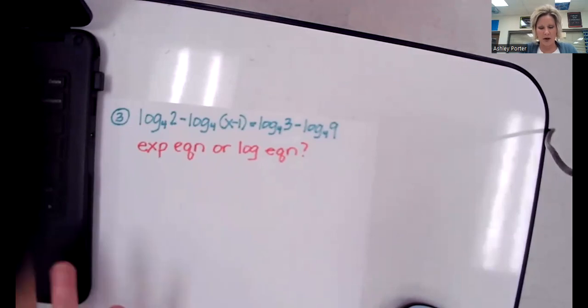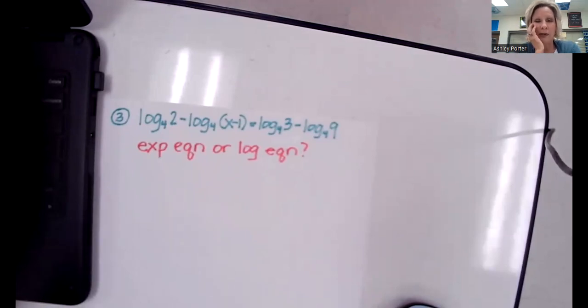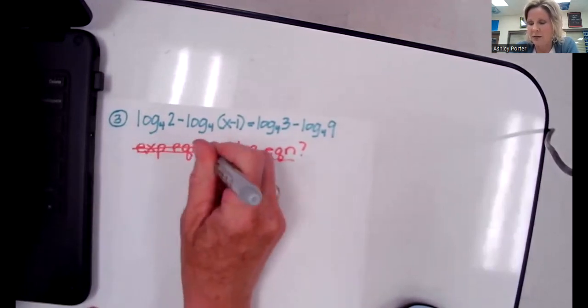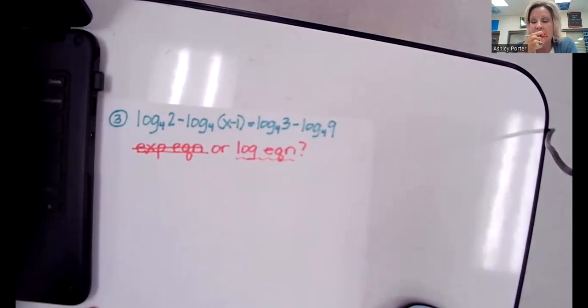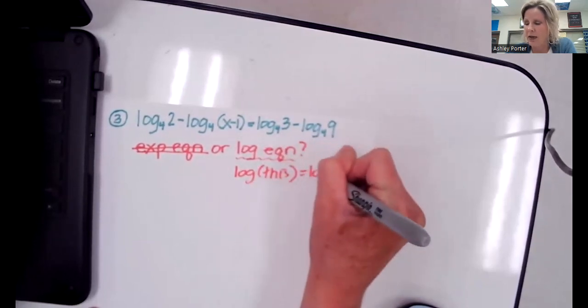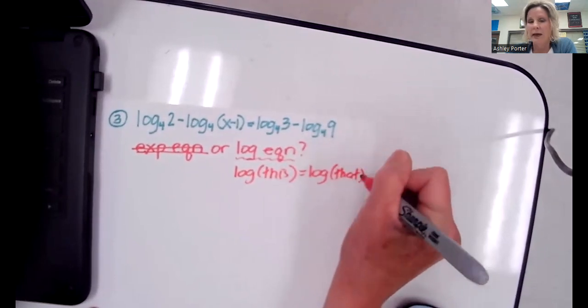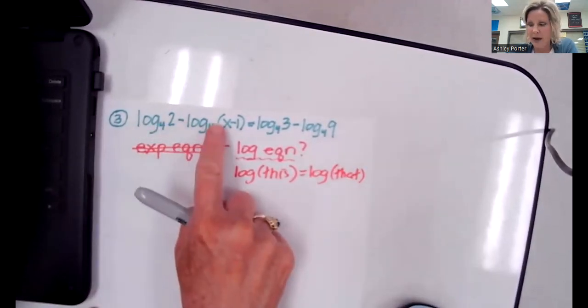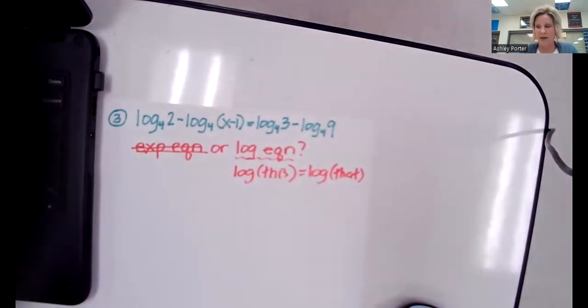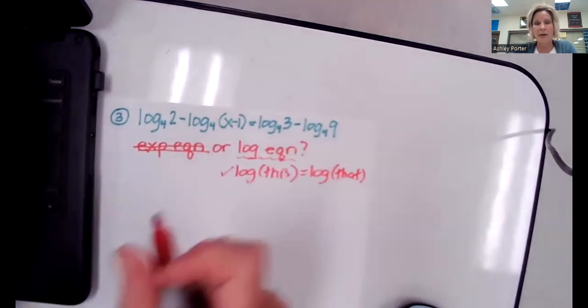Example 3. Go ahead and copy it. And we're going to start with the same question. Is this a log equation or an exponential equation? I see lots of logs. It's a log equation, not an exponential equation. Now, on this one, I'm also asking myself, is there a way to write this one as log of this equals log of that? Guys, since I have nothing but logs on the left and nothing but logs on the right, I can write it as log of this equals log of that. So yes, this is my strategy.